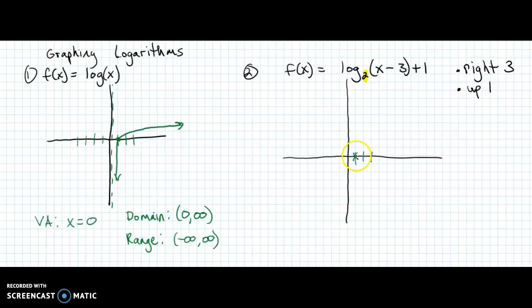And so I'm just going to take this point and I'm going to move it right 3. So 1, 2, 3, over at 4, and then up 1. And so now this point is on my graph. My asymptote was at x equals 0 from the parent function, but it's going to move right 3 as well. So the asymptote's going to move with the graph if I go left or right. So 1, 2, 3, and here is my asymptote.